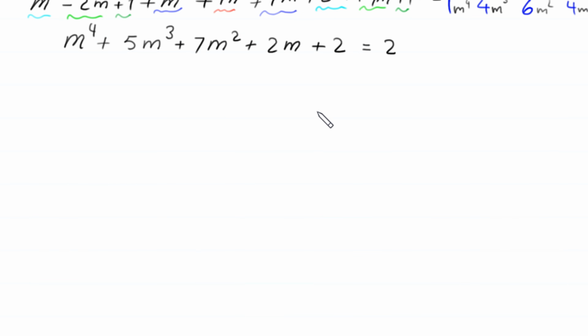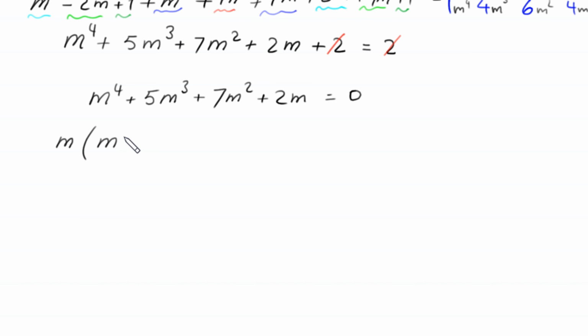Now if we subtract 2 from both sides, this 2 will be cancelled out with this 2, and we are left with this expression m⁴ + 5m³ + 7m² + 2m is equal to 0. Now from this expression we can factor out m. In bracket left, m³ + 5m² + 7m + 2 is equal to 0.